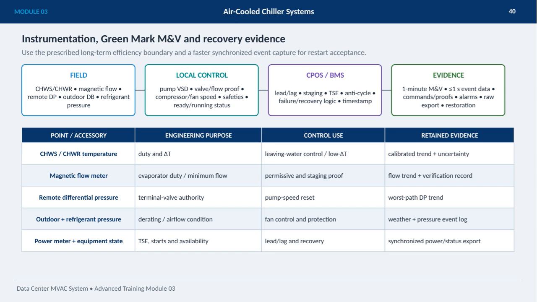operations and restorations. The slide also highlights specific engineering and control points, such as temperature and delta T monitoring on chilled water, flow verification, pump speed resets based on differential pressure trends, and fan control reacting to weather and pressure events. Lastly, power metering tied to equipment state and synchronized data exports ensure comprehensive visibility into system starts, availability, and recovery processes. This detailed data integration supports reliable, efficient, and verifiable chiller system performance.